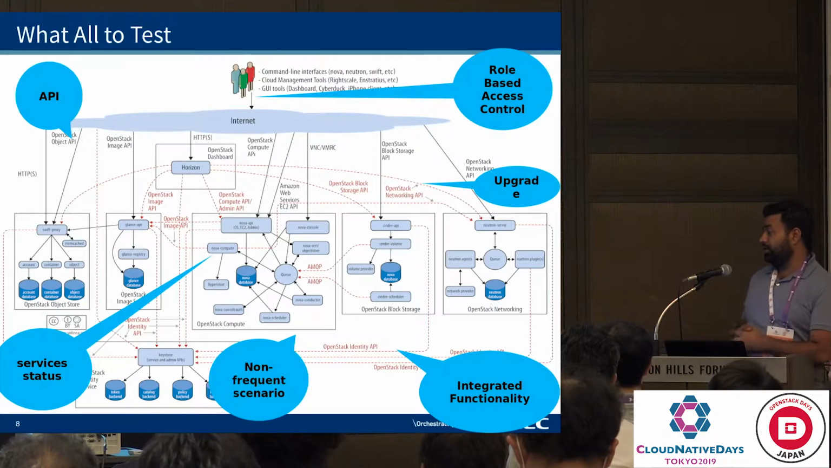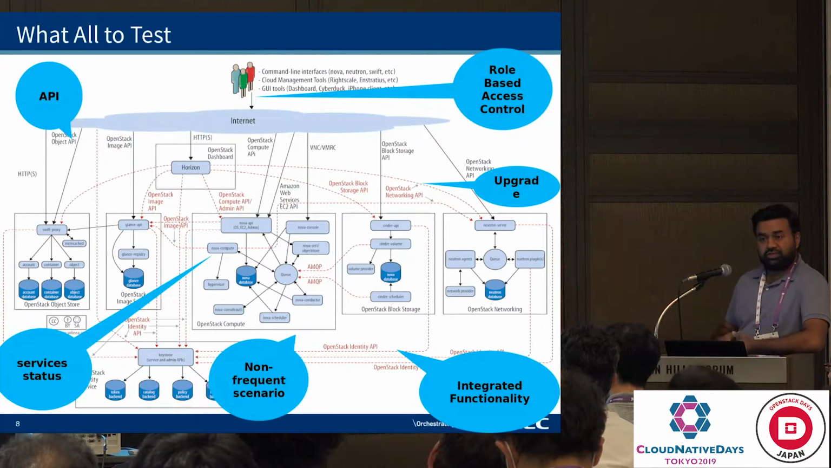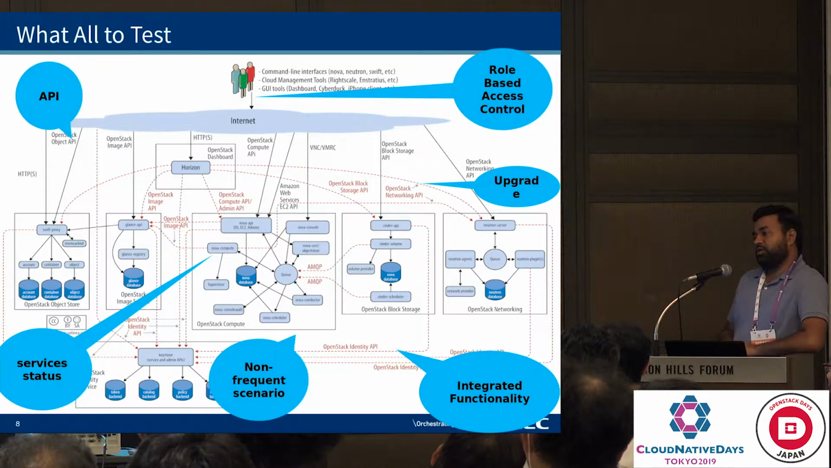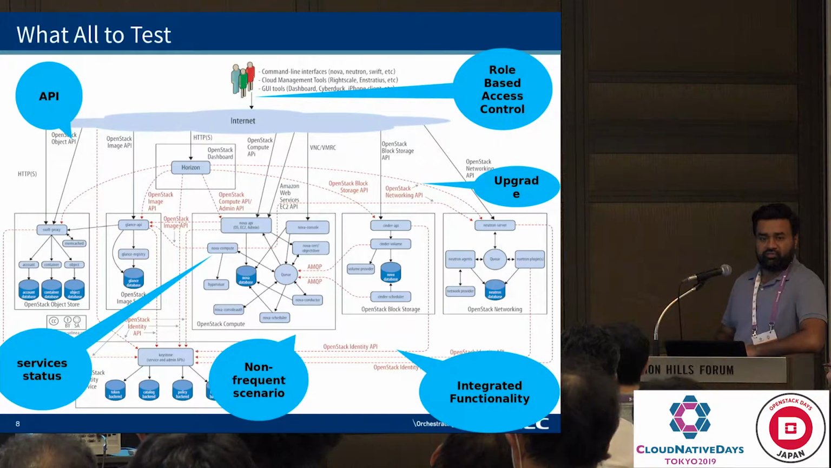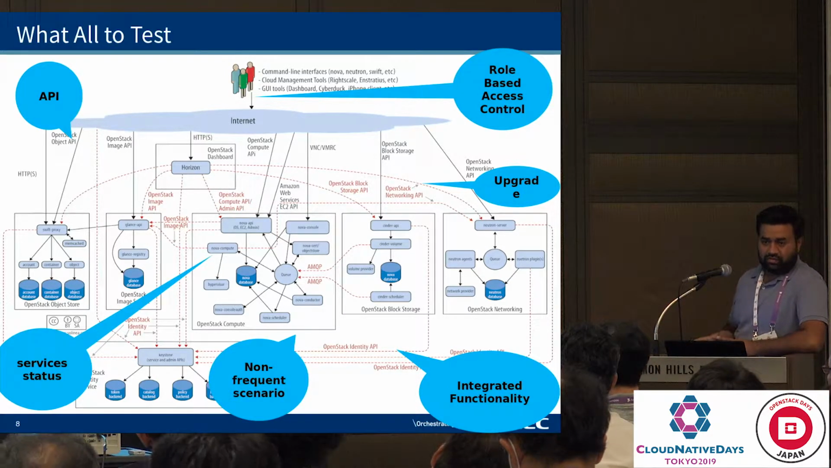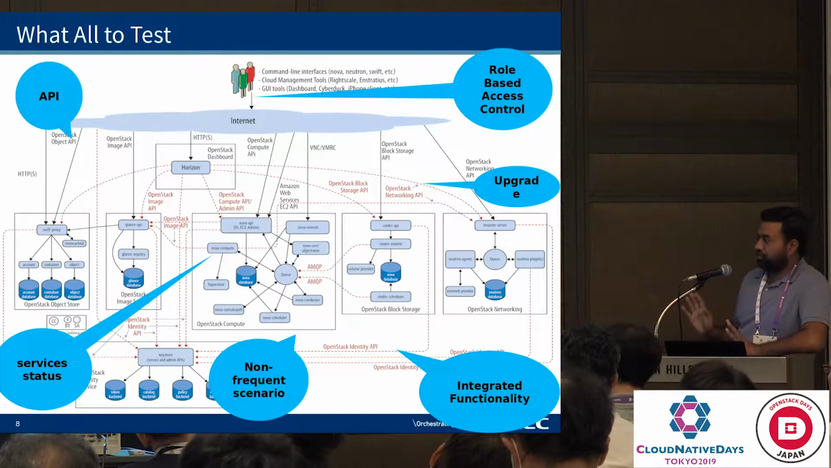And obviously the main important thing is integrated functionality. Like Nova is working perfectly with Cinder or not, Neutron and Nova working fine or not. And last but not least is upgrade. When you upgrade any of the nodes, when you upgrade your cloud, you want to make sure everything that worked previously is perfectly working now. So these are the very basic things we wanted to test. Performance and all these things are different, but this is all we wanted to test.